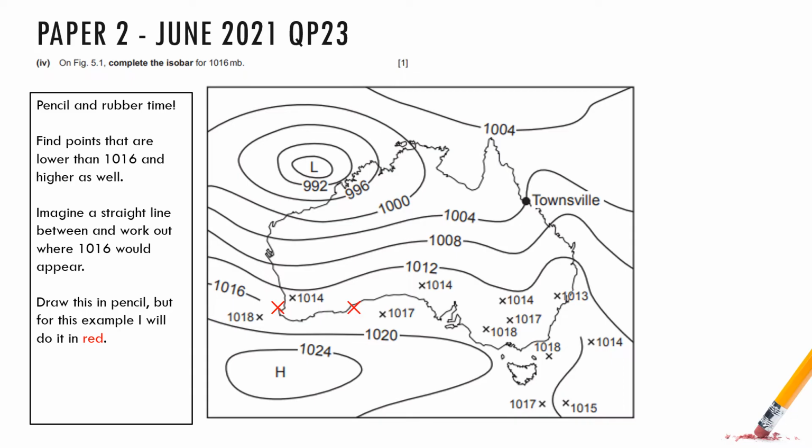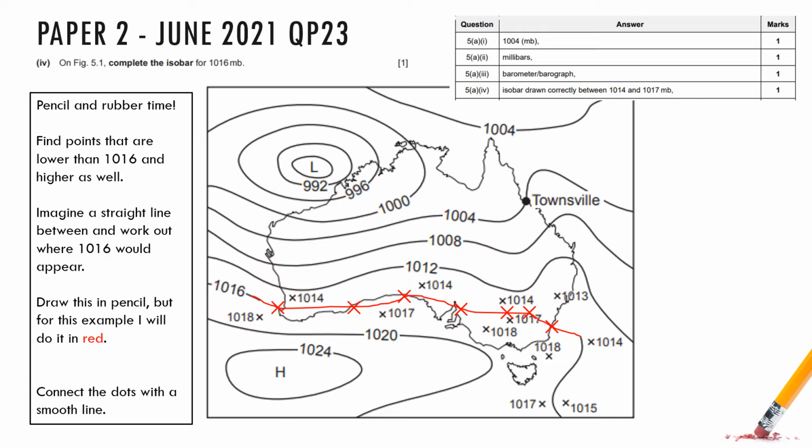And for 1016 here, it's not quite halfway, it's slightly closer to 1017, so I'm going to put my red point there. And I'm going to continue doing this, finding all the values that are below 1016 and above 1016, drawing all my points as we go along, and then I would connect the dots. And that's how you go about drawing isobars, isolines, pedestrian counts, whatever you've been asked to do. Yep, isobars drawn correctly between 1014 and 1017.